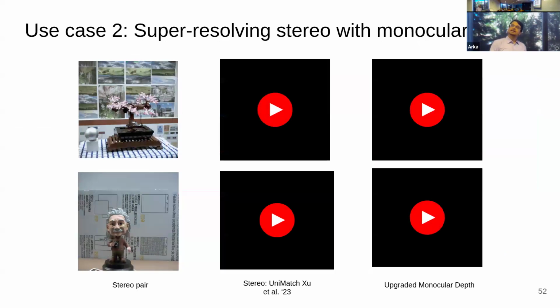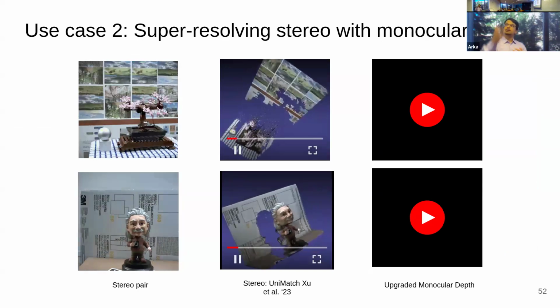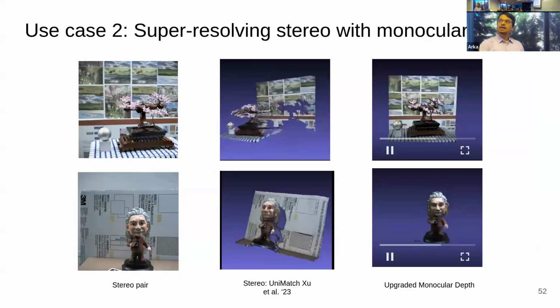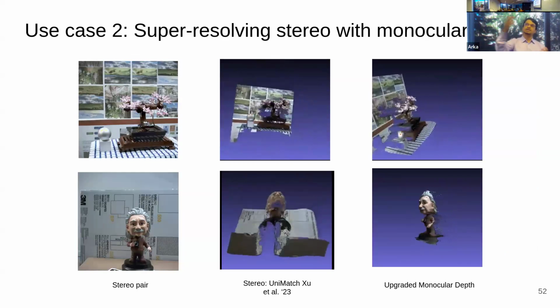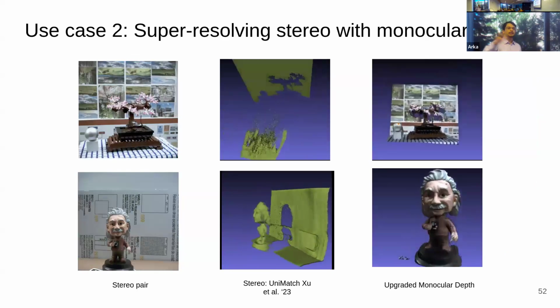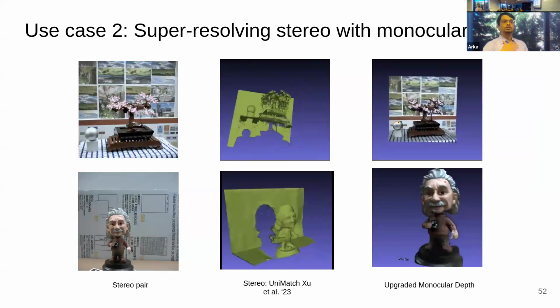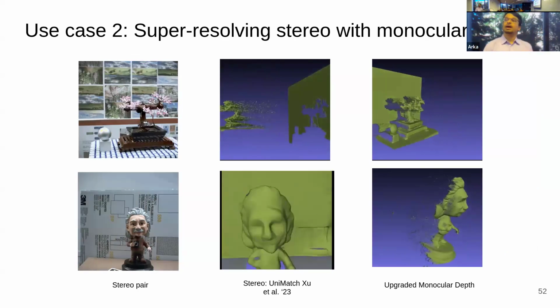Another simple extension of this idea is we should be able to super resolve the depth captured using a stereo camera using monocular depth. The way to do it is very simple. We just recursively do what I just showed in the previous slide. We take every single object, segment them out, upgrade their depth from non-metric high quality monocular to metric depth, and plot it back in the scene.